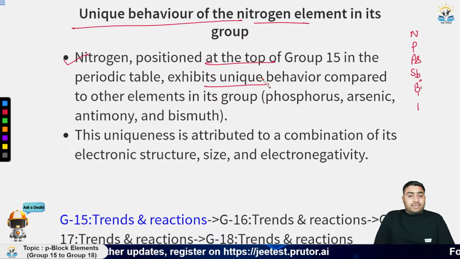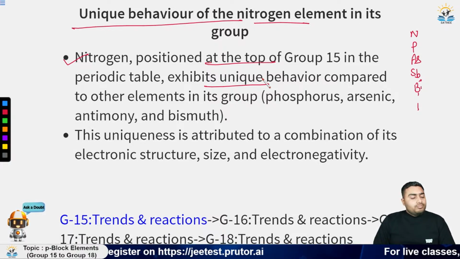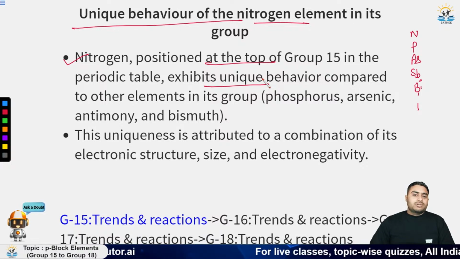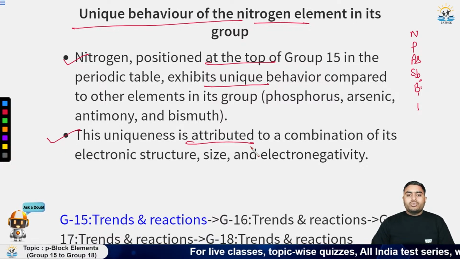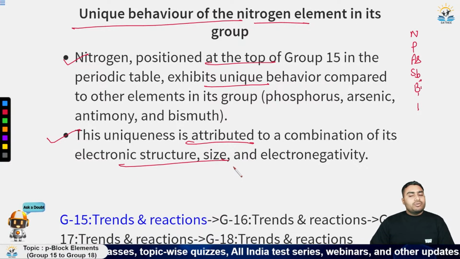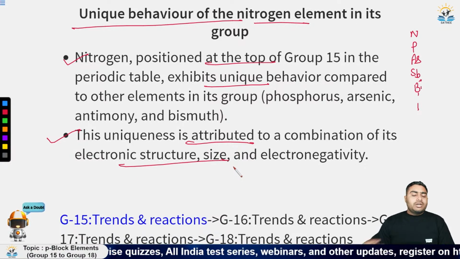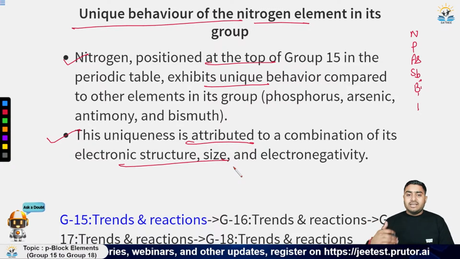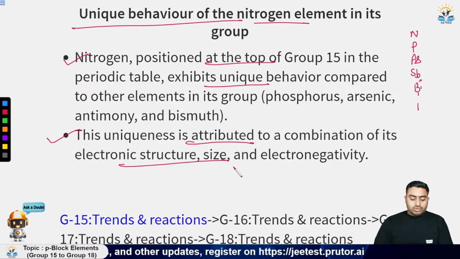What is the reason behind this? We will discuss that. Other elements like phosphorus, arsenic, antimony and bismuth. The uniqueness is attributed to a combination of its electronic structure, size and electronegativity. Nitrogen has a particular electronic structure, and its electronegativity is high as compared to other elements. What could be the reason behind this?